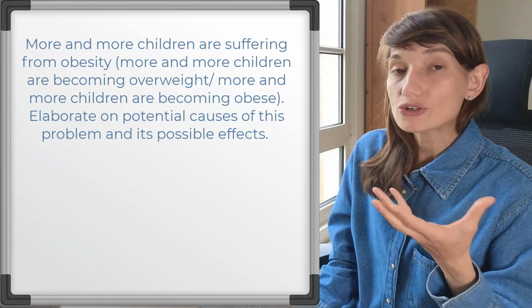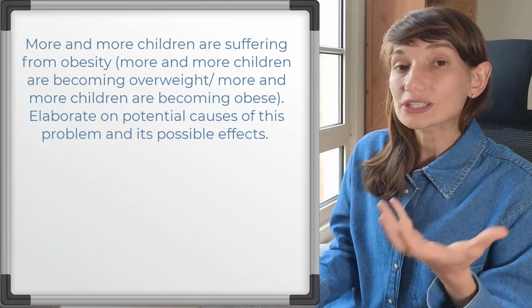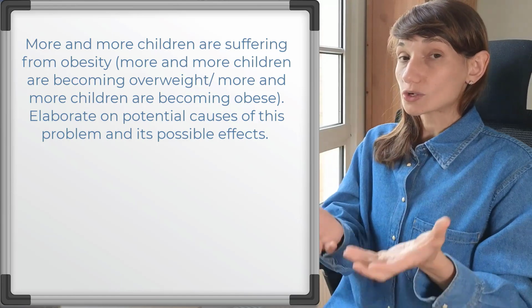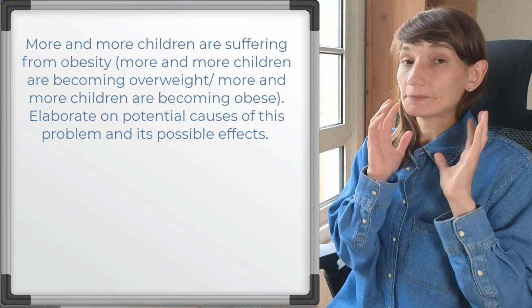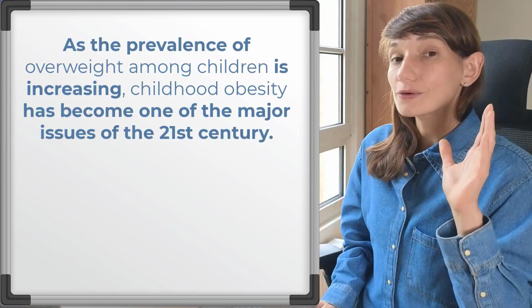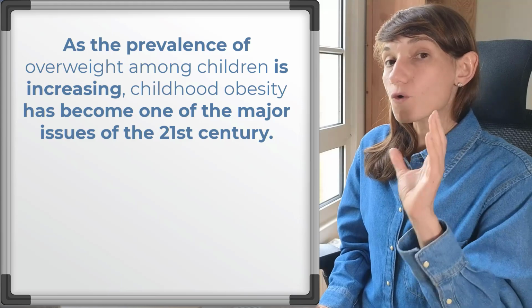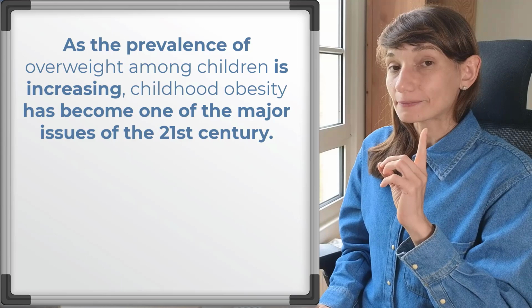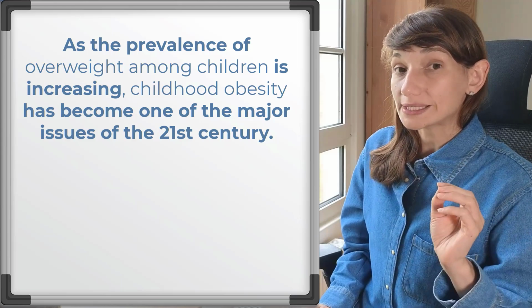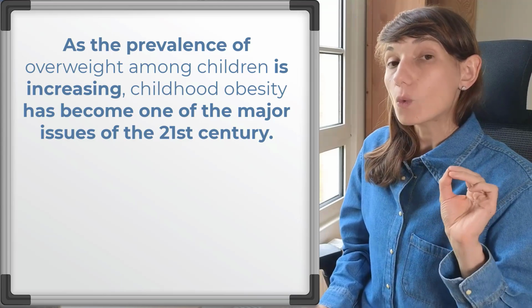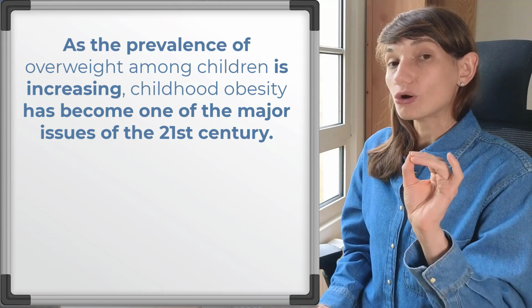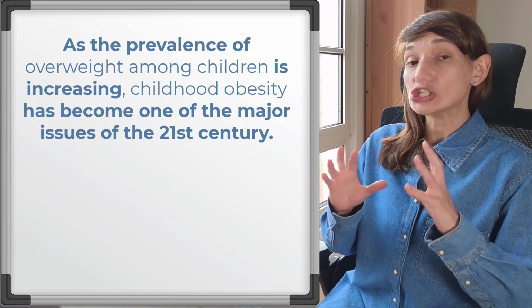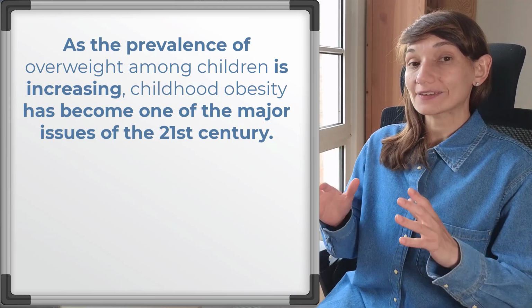So let's say, first of all, I need to mention the background, right? I need to state the problem, and the problem is that more and more children are suffering from obesity. So I will say, as the prevalence of overweight among children is increasing, childhood obesity has become one of the major issues of the 21st century. Now, this sentence is good enough for band 7.